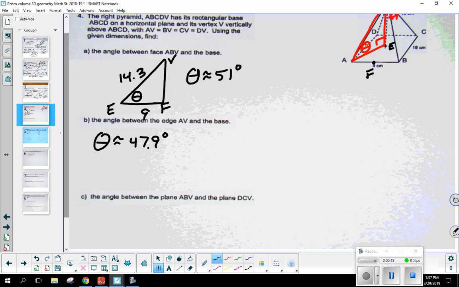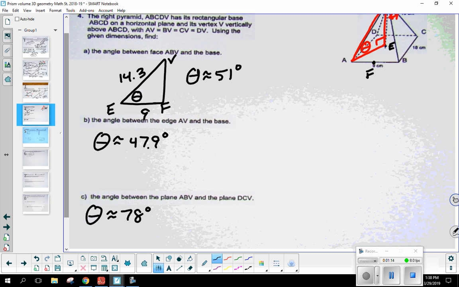And who finished up C? Samir, what'd you get? 78 degrees. I got 77.9, so that's perfect. So let's go ahead and say 78 degrees. So how many other people got those right? A couple hands going up. That's all right. Now that we know what we should be getting, let's get some folks up here to help us out.